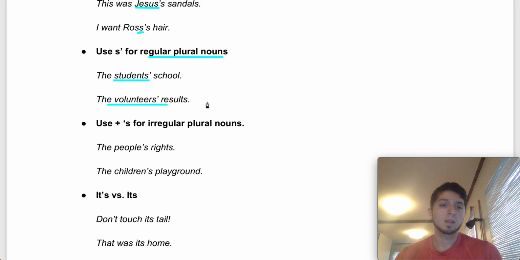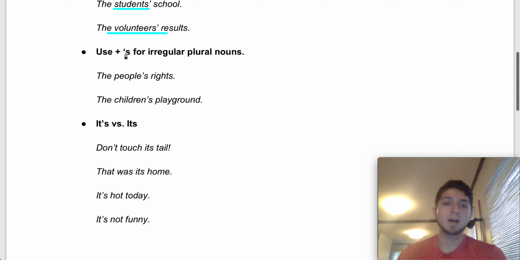Then we have this right here: use apostrophe S for irregular plural nouns. This is when you have a plural noun that you don't make plural just by adding an S. So for example, the plural of person is people instead of persons, or the plural of child is children as opposed to childs. So we convert this to people and then we just add an apostrophe S, even though this is plural.